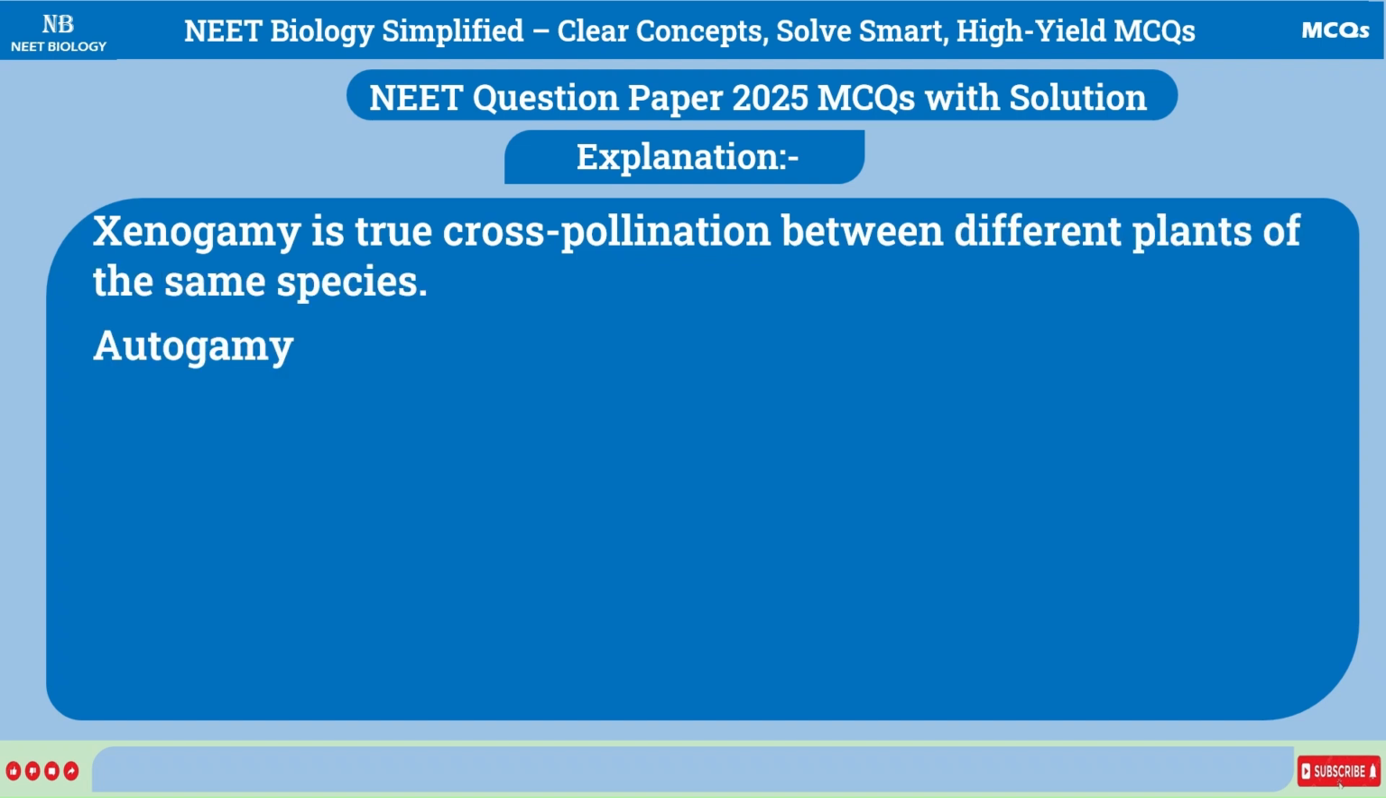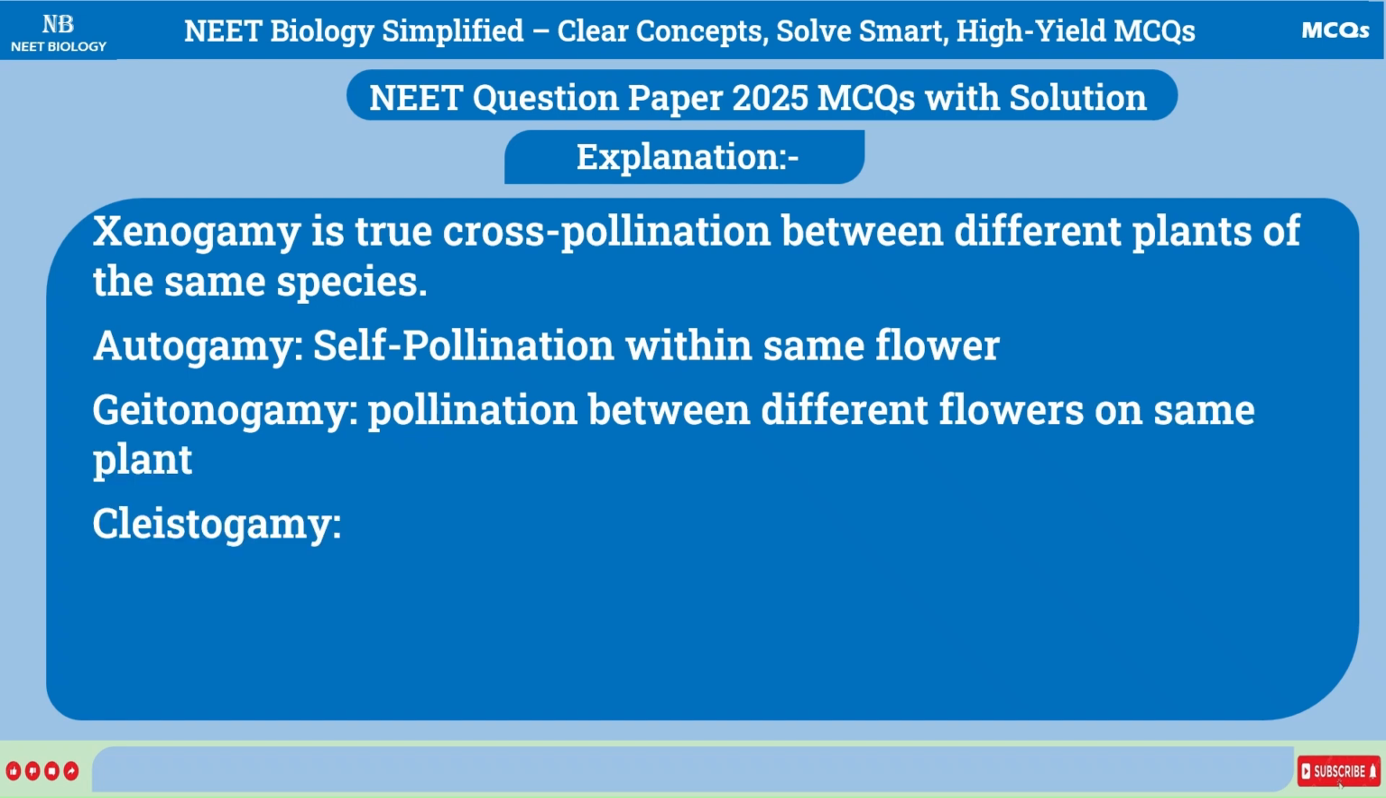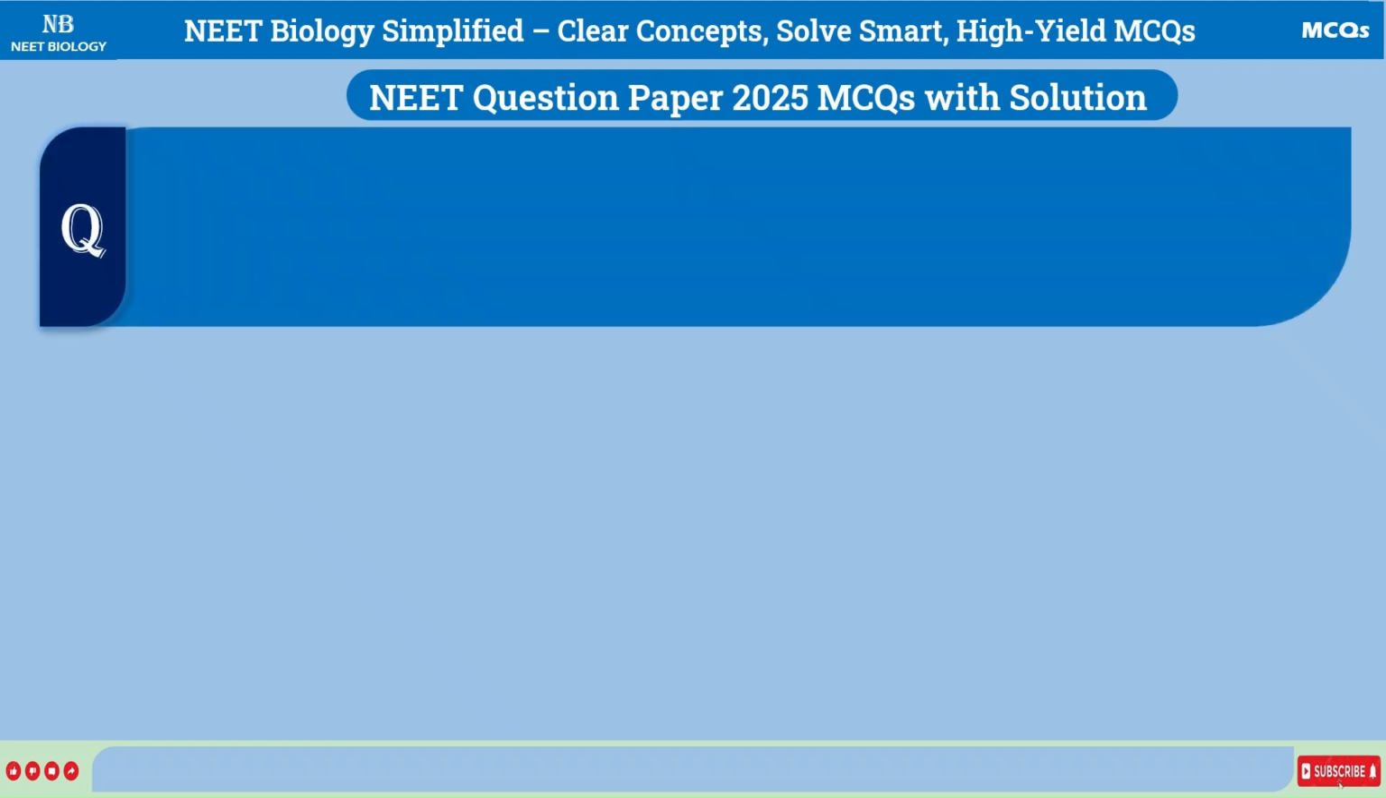Autogamy, self-pollination within same flower. Geitonogamy, pollination between different flowers on same plant. Cleistogamy, self-pollination in closed flowers. What is the function of Sertoli cells in testes?